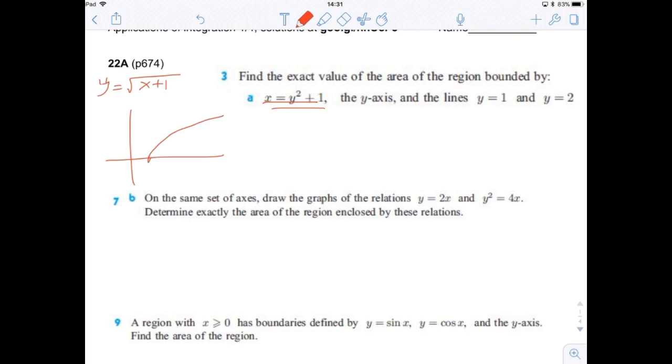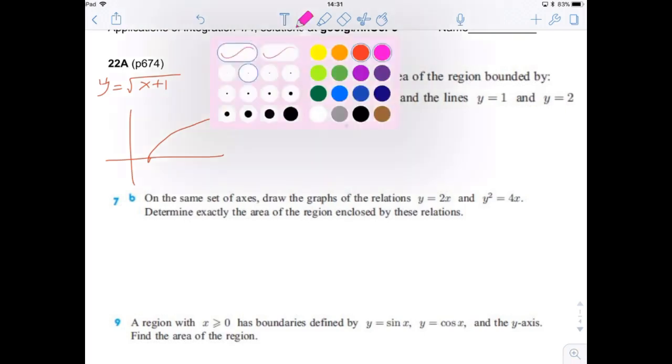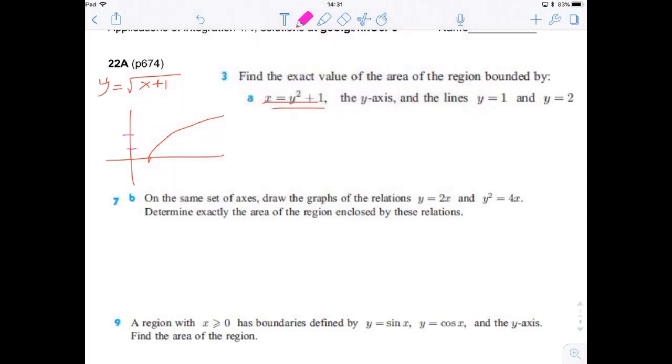The lines y equals 1 and y equals 2 are horizontal lines at these points here. And the y-axis is here. So basically we have a region which is like a sideways region of what we just saw in the other picture. Okay? And so if we were to write the integral that would solve this problem, it would be the integral from y equals 1 to y equals 2 of y squared plus 1 dy.